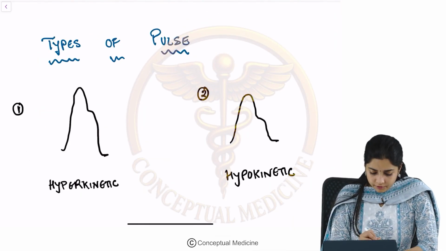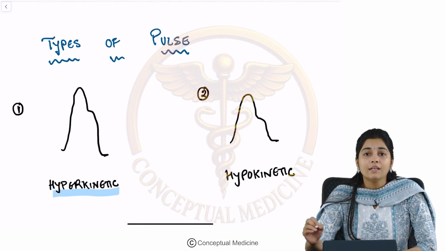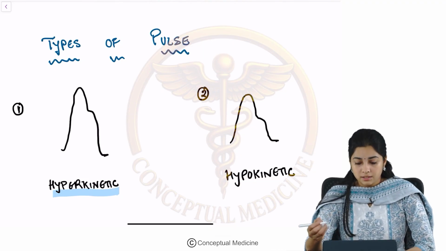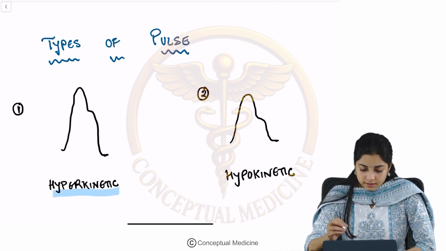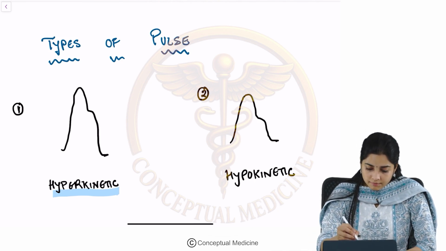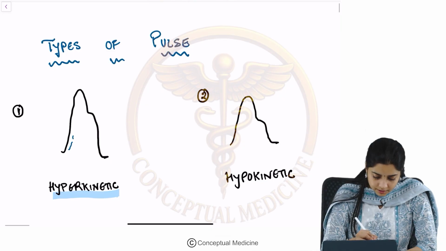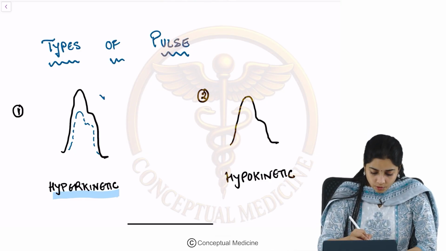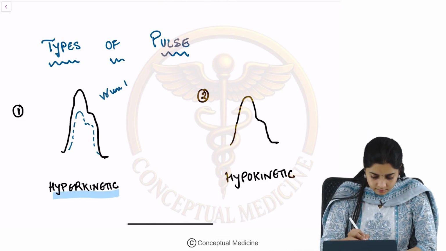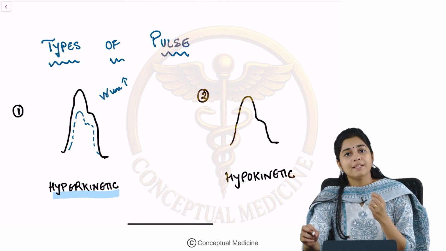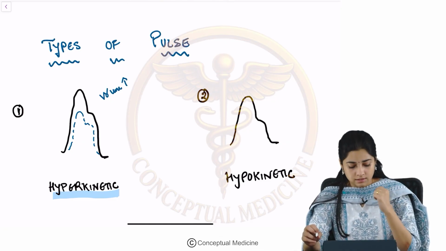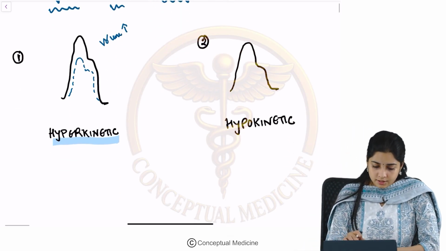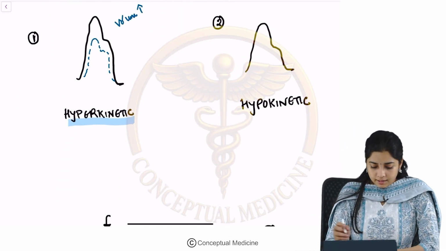So the first pulse wave that you should be knowing is the hyperkinetic pulse. Can you see from here what the waveform is? If we draw the normal pulse wave for you, it's something like this. So what has happened here? The volume is increased. A pulse wave in which the volume is increased is what we call the hyperkinetic pulse. So which are the conditions where you can have a hyperkinetic pulse?